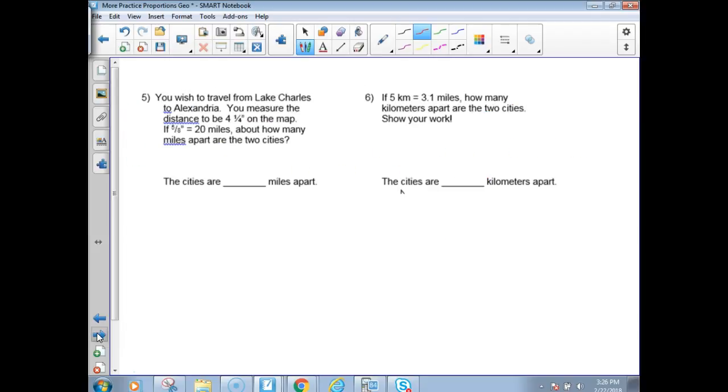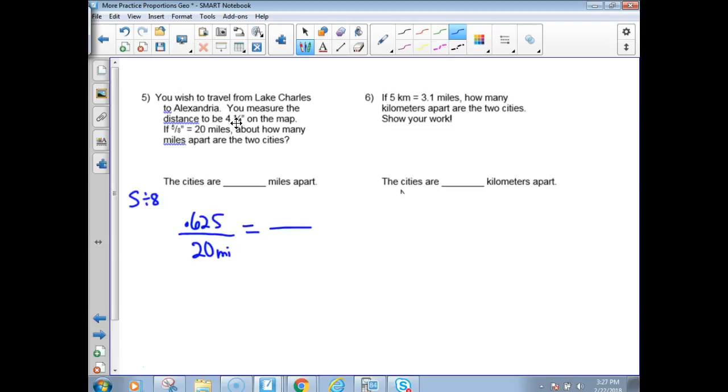Okay, we still have a few minutes. Please give me a chance to do the map question here. I want to get through this one. All right, so you wish to travel and you measure the distance, 4 1/4 on the map, and you've got the map with a scale of 5/8 inches is 20 miles. Let's convert. Type 5 divided by 8. Tell me what that is. 0.625. All right, that is to 20 miles.